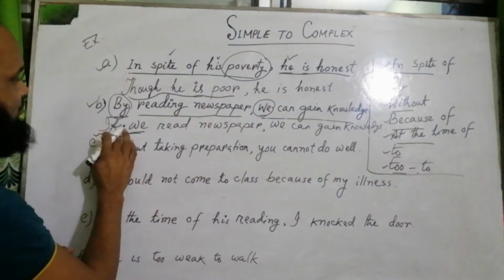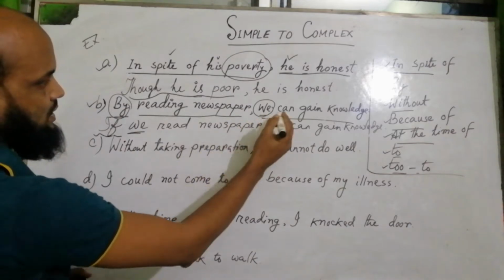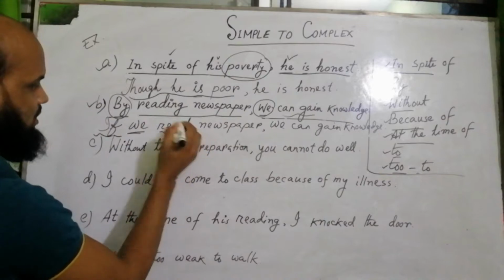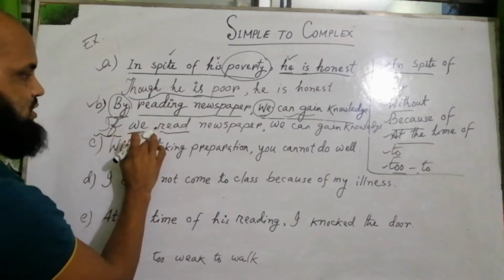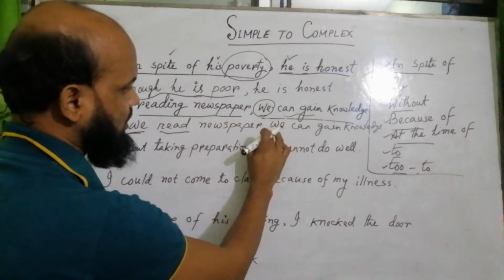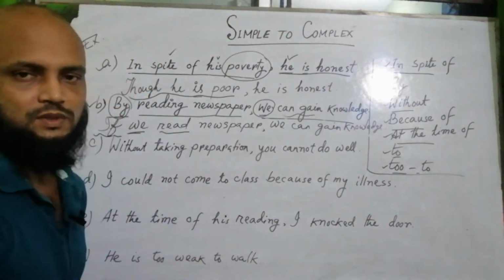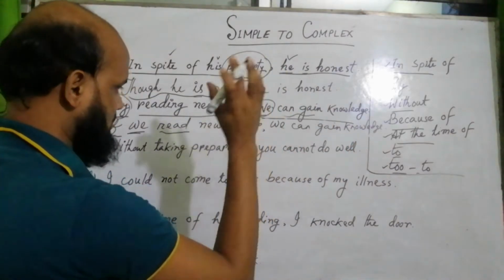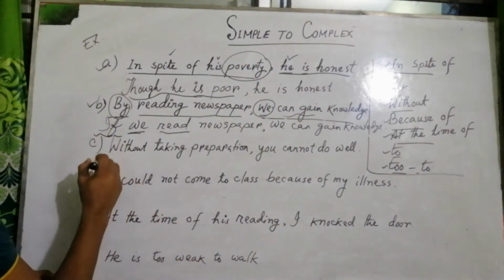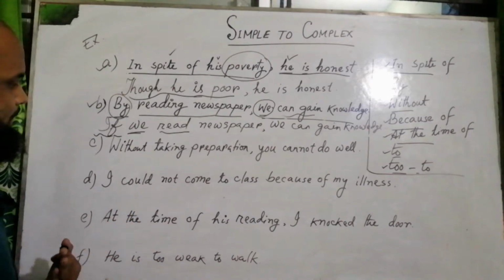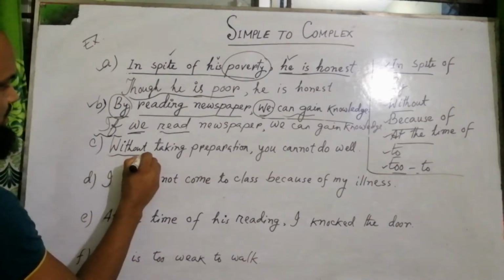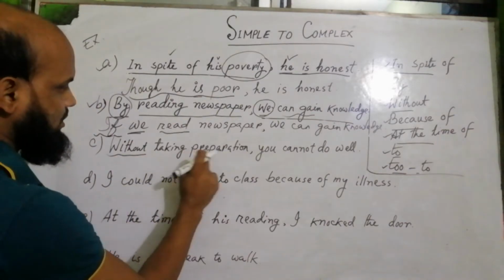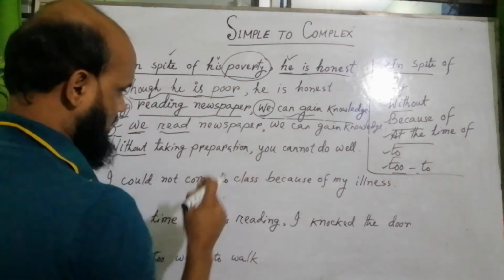So we can say if we read newspaper, and as this is in present simple, you have to write it in present simple. If we read newspaper, comma, we can gain knowledge. Now this is complex. This is subordinate clause and this is principal clause. And the opposite rule here, without. Without taking preparation, you cannot do well.